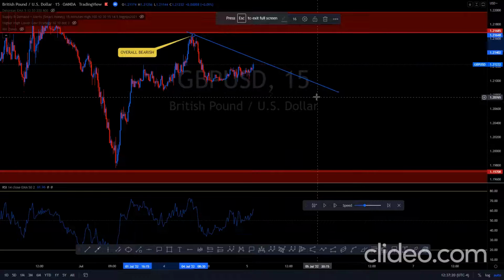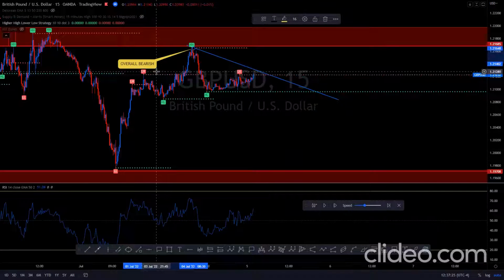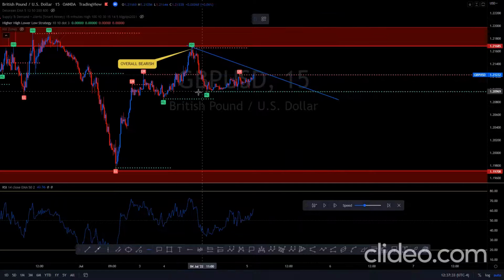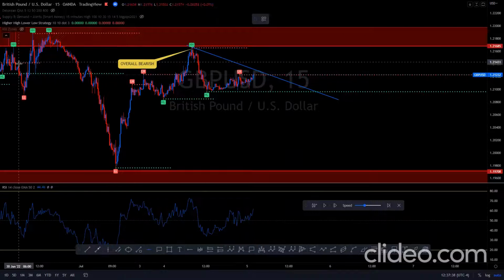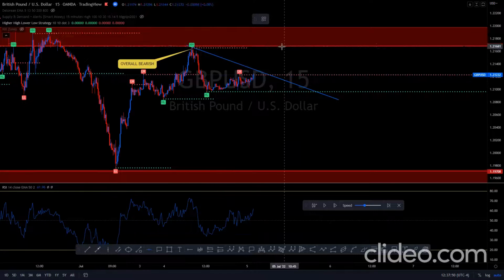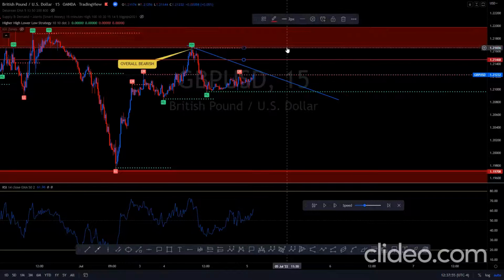Then the very next thing that I'll be doing is looking for the most recent high, which I would probably see here, and the most recent low that I would see here. So in order for me to really see if price is going to go bullish, I would want to see price.